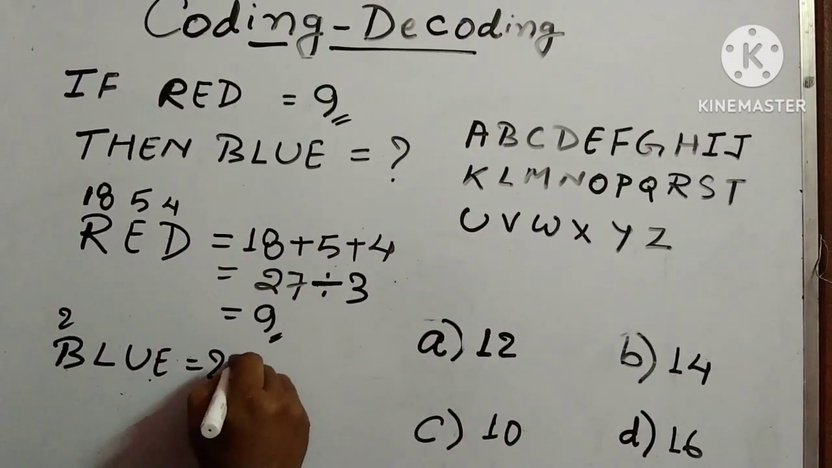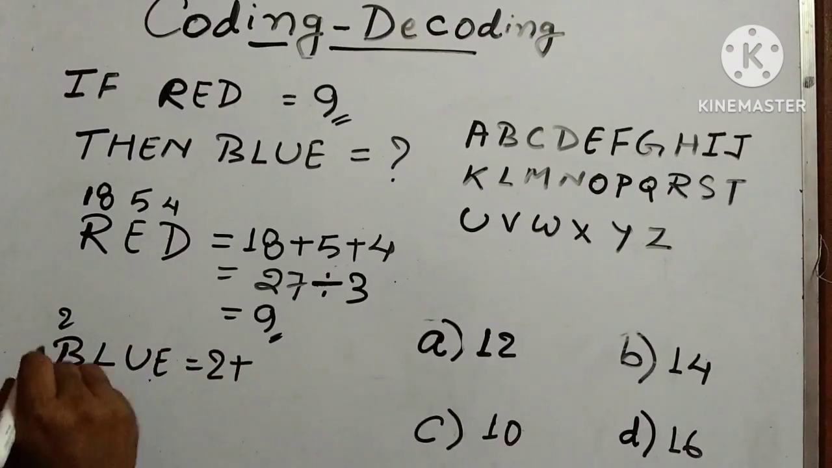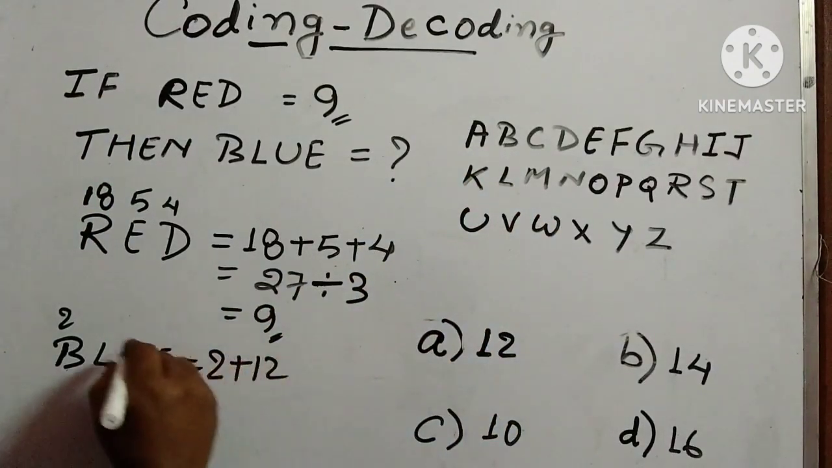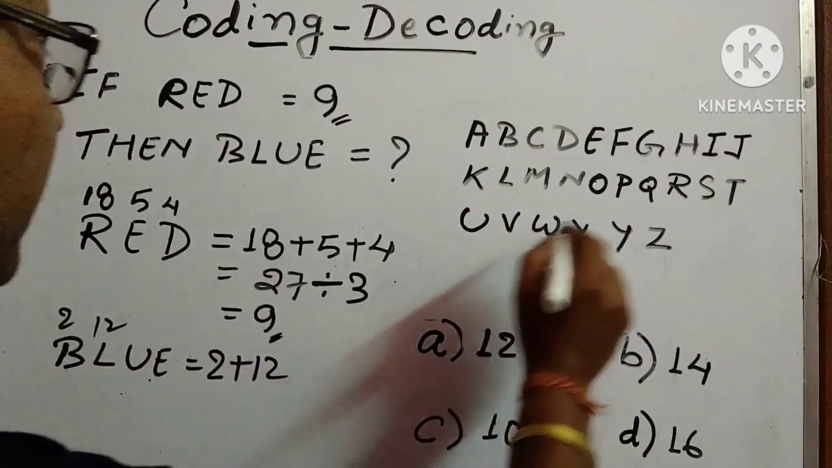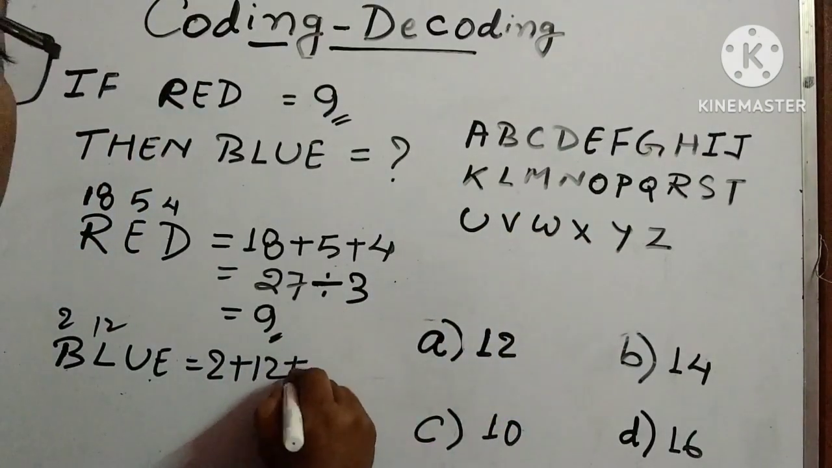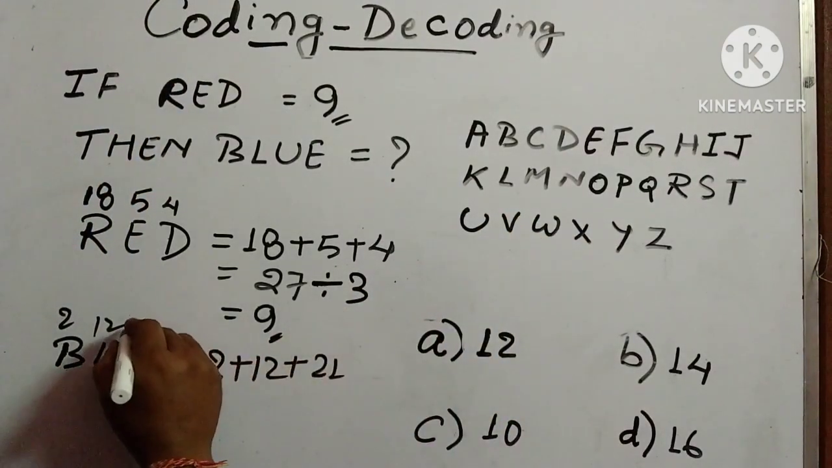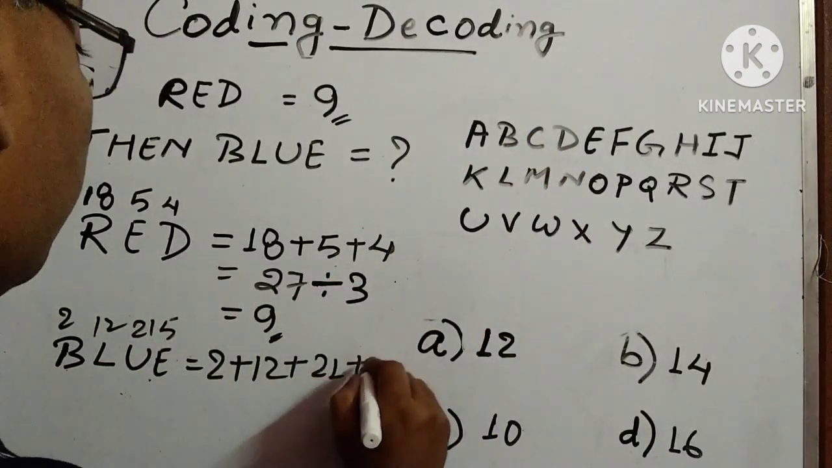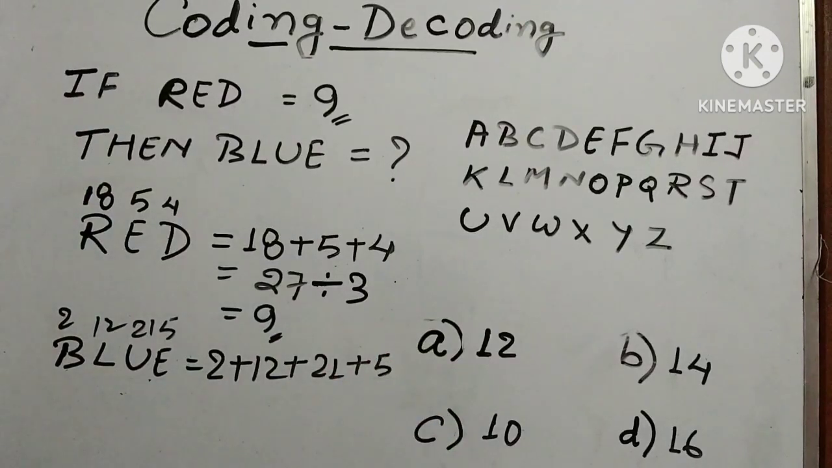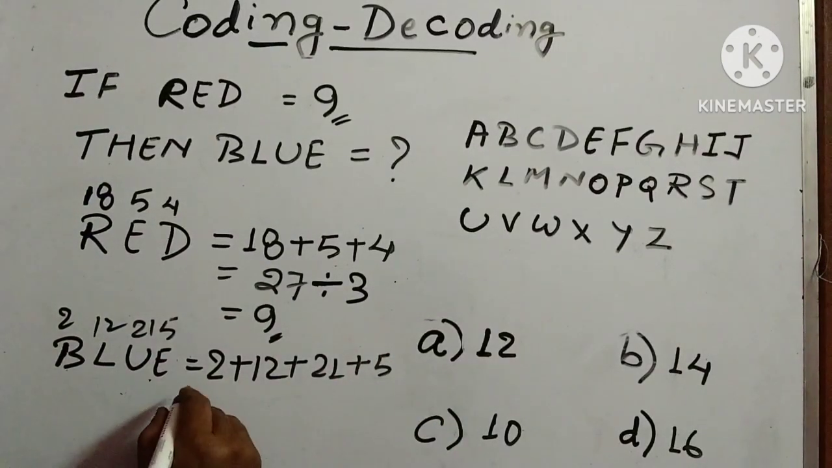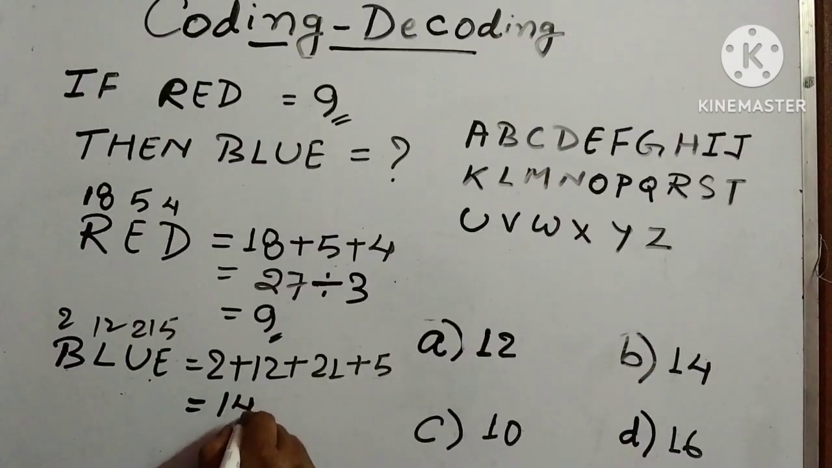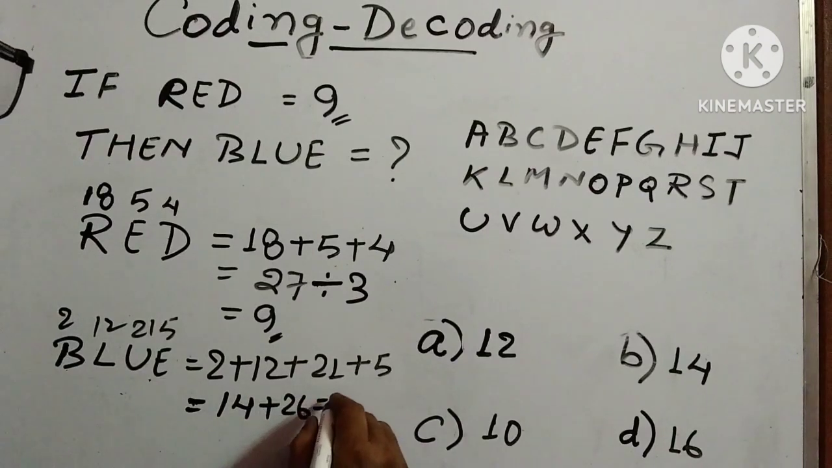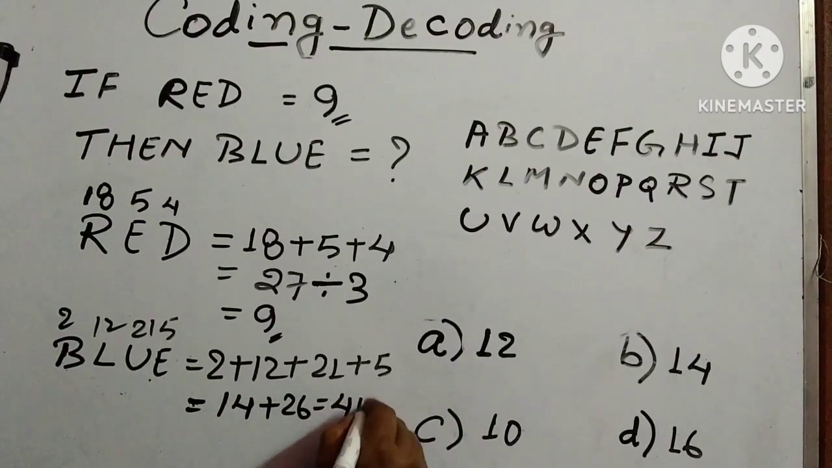So, write down 2, then put a sign of addition. Now, L is, this is 10, 11, 12, 12th alphabet. So, write down 12. Now, U is 21st alphabet. And E is the 5th alphabet. So, write down 5. Now, according to the pattern, what we have to do, we have to add it. So, this is 14 plus 26. So, 14 plus 26 is 40.